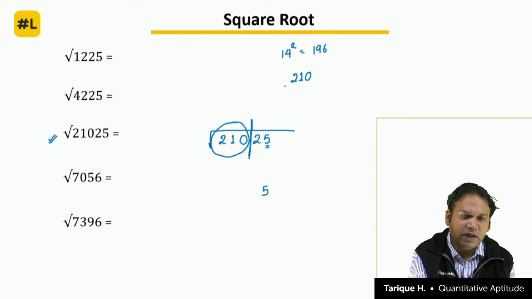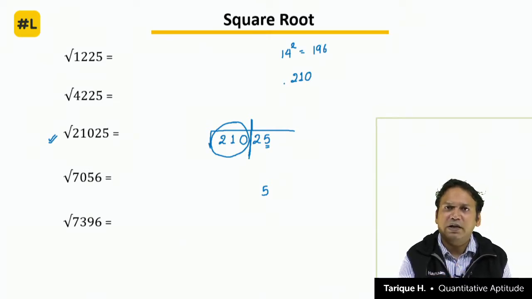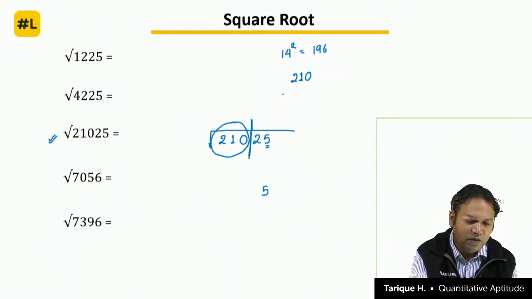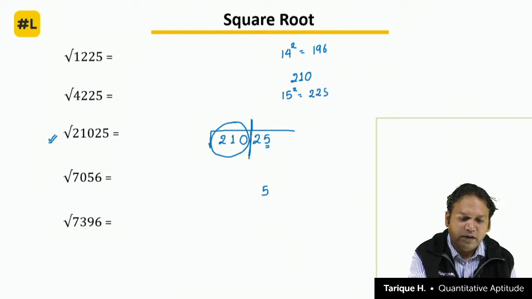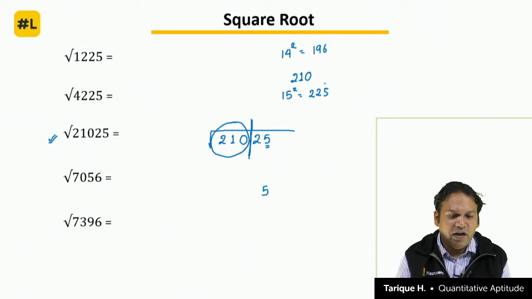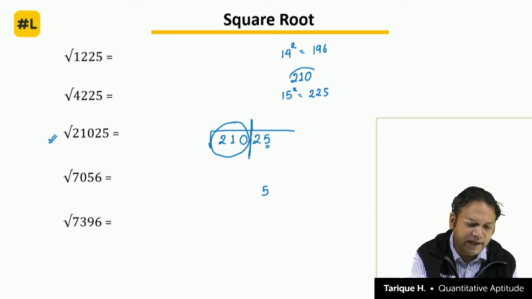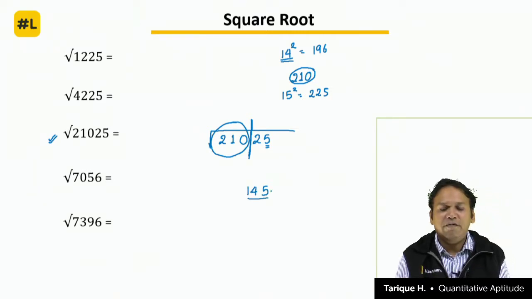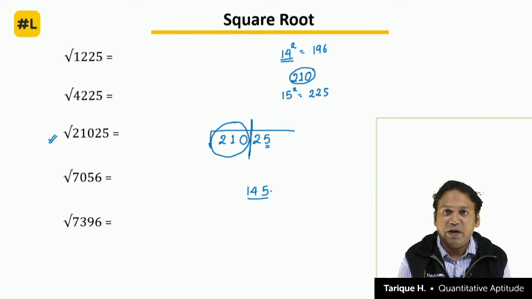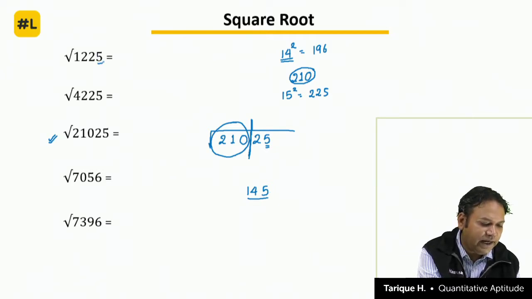This is why a person should at least know squares till 25. All shortcut techniques aside, you should at least learn the squares till 25 and cubes till 10. So 14 square is 196 and 15 square is 225. So yes, Manisha, the right answer is 145. If 14 square is 196 and 15 square is 225, 210 is between them. So आप इसका smaller number लो 14 and put it here, 14. So what will become the answer? 145. Clear?